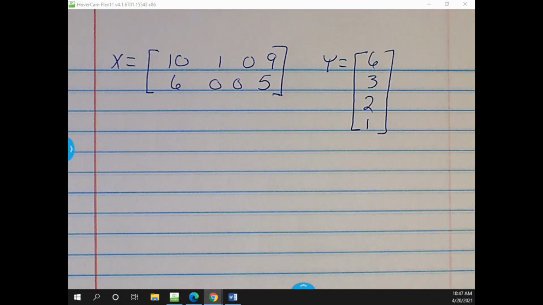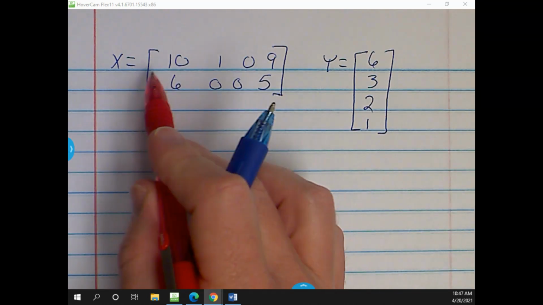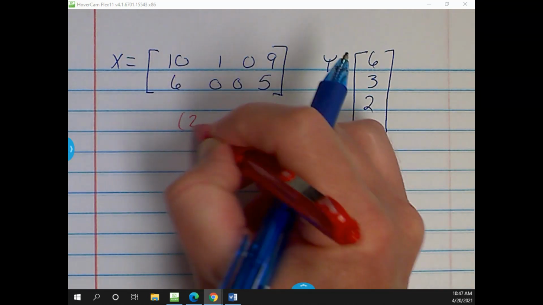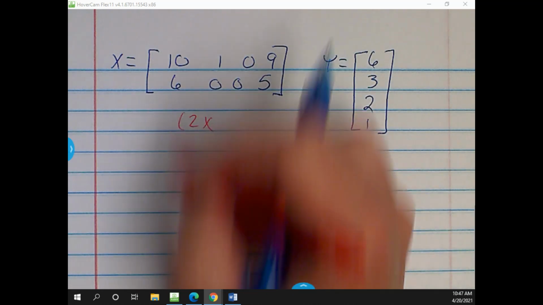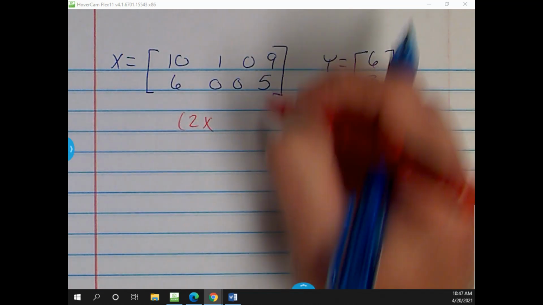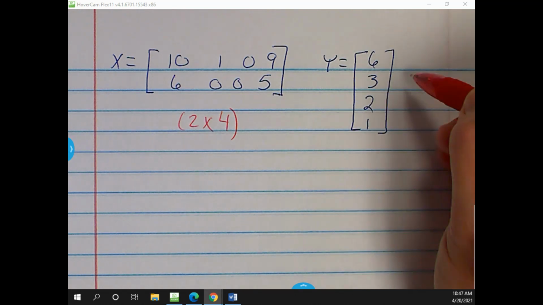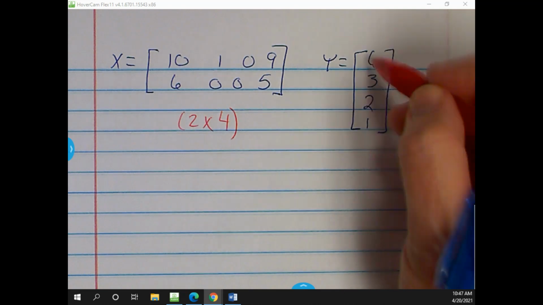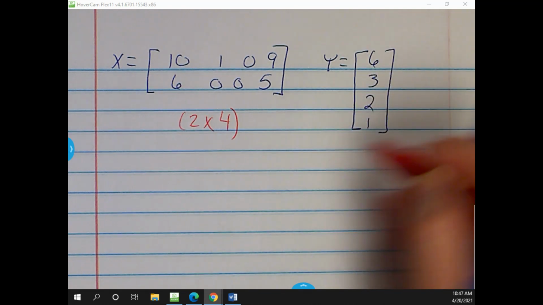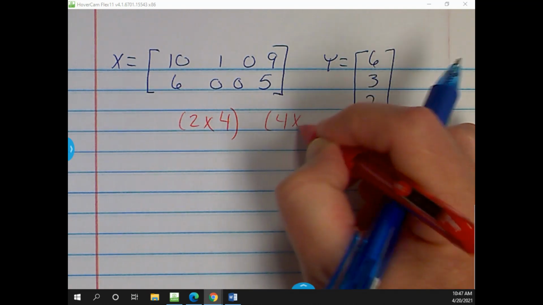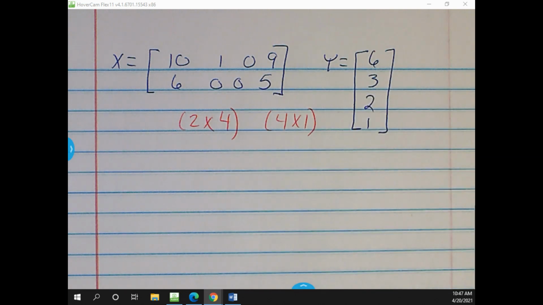Okay, so before we do anything, go ahead and get used to the size of it here. For matrix X, there are 2 rows. And then columns, you've got 1, 2, 3, 4 columns of answers. So it's a 2x4 matrix. Okay, and for Y, it's stacked up. So there's one column here, so it's 1, 2, 3, 4 rows of numbers, and there's only one column that's there.